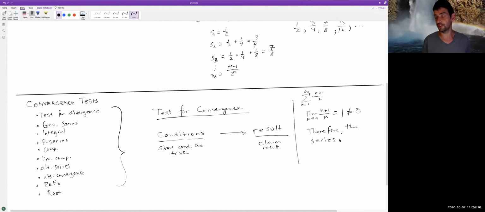So the conditions of the test for divergence are met. The terms do not go to 0. So I get to claim the result. The series diverges.